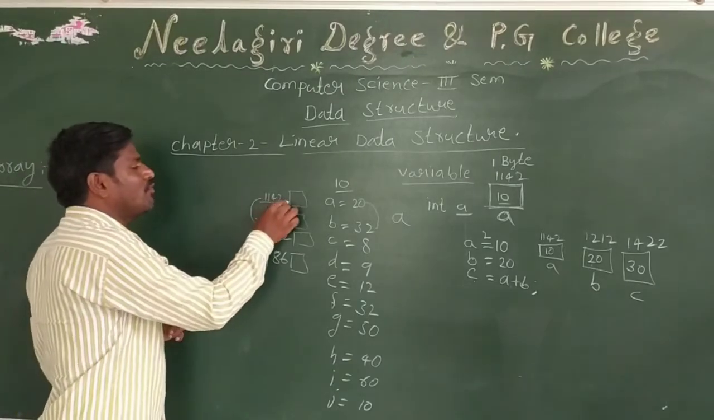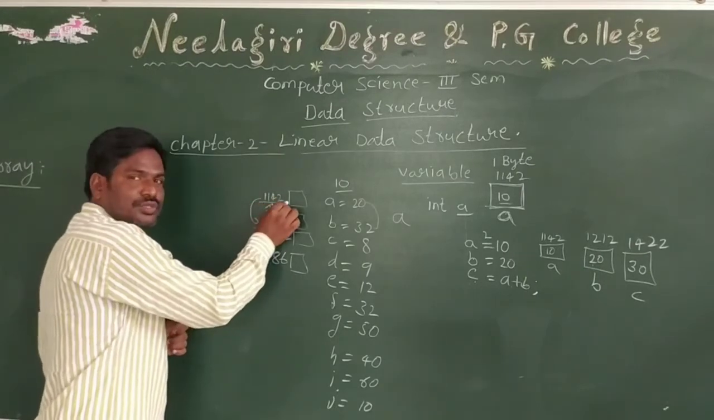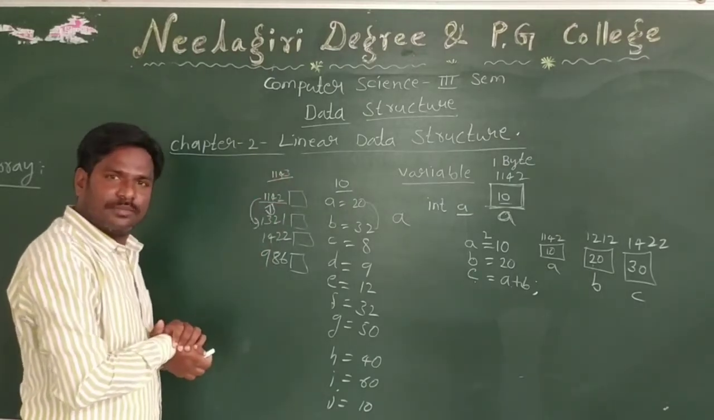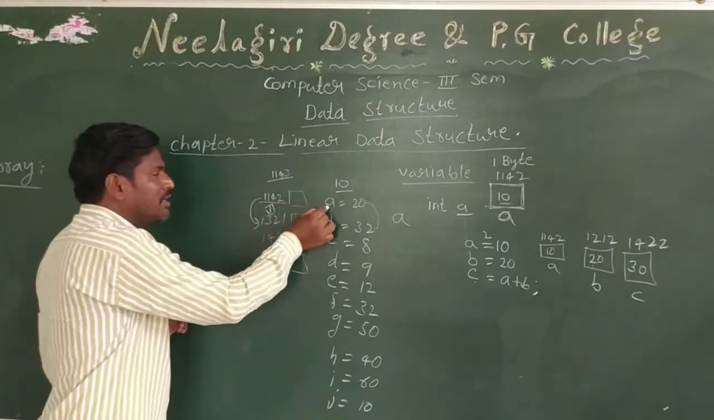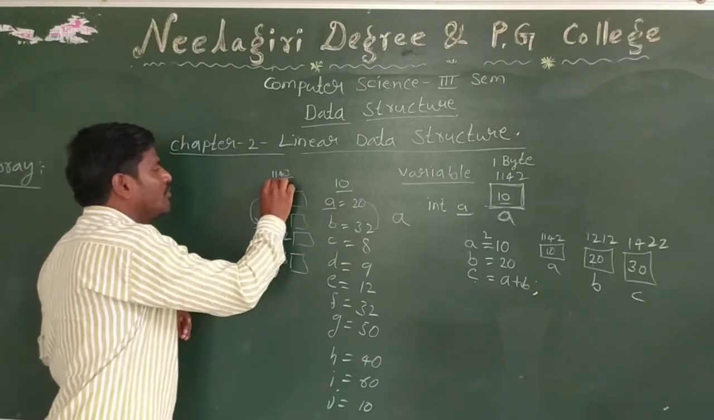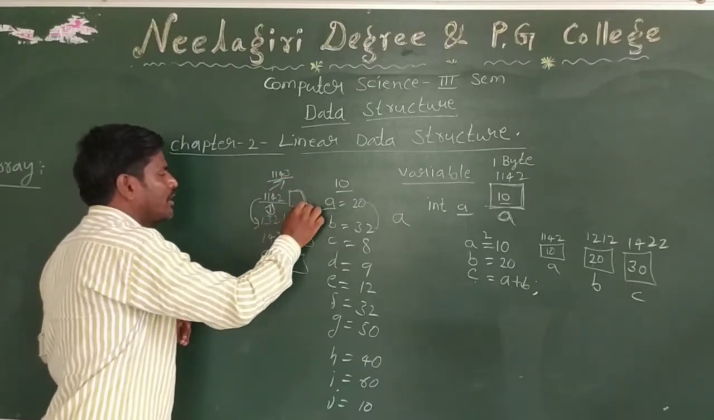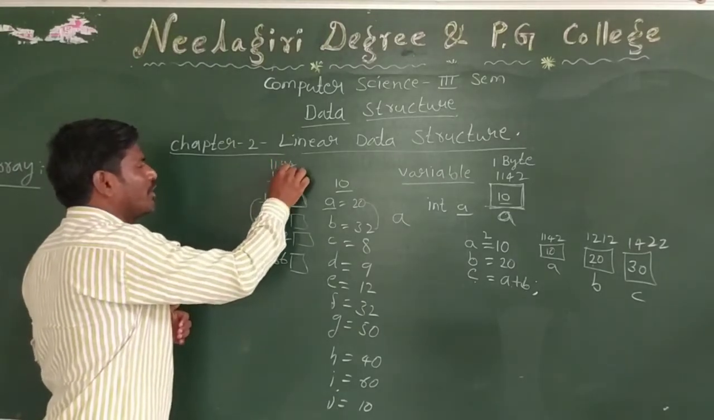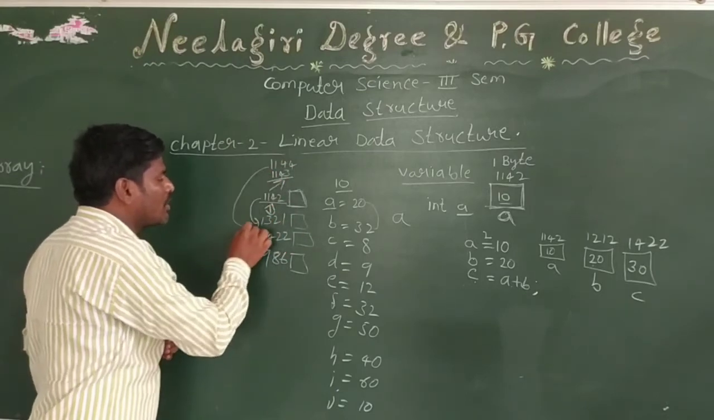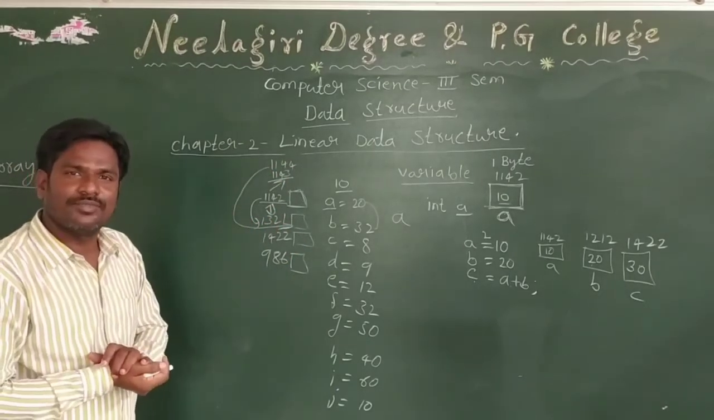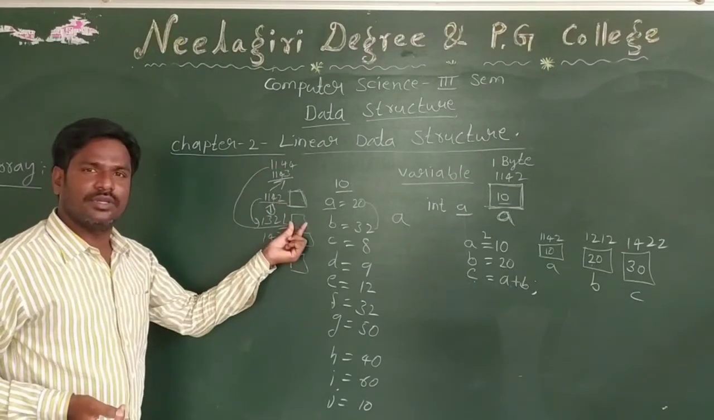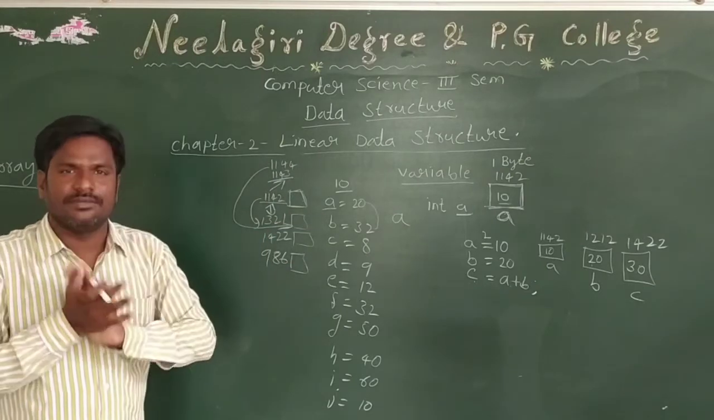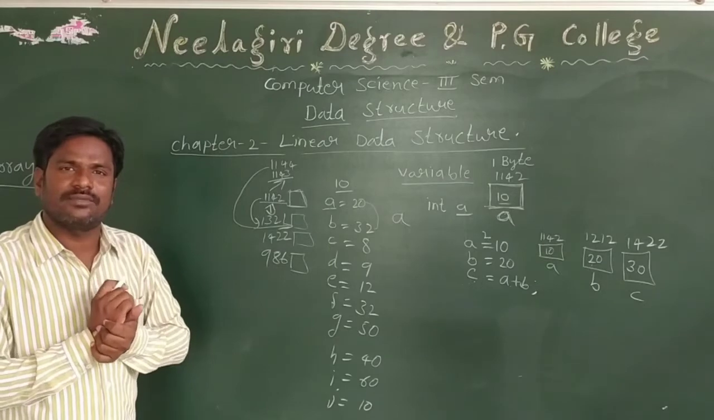That means 1142, and after that, another memory location, 1143. But A is an integer, it will require 2 bytes, so 1142 and 1143 are allocated to this location. Next, what is the next location? 1144. It is better to allocate 1144 to this one. If you allocate 1144 for this variable, it is easy and very quick to access.